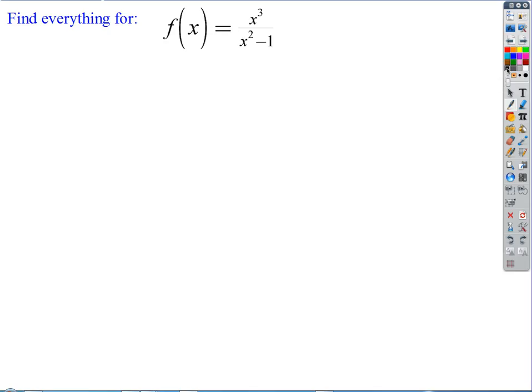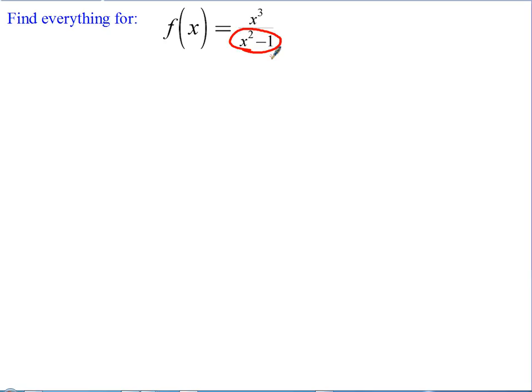Okay, so the domain. Looking at this function, there are no even roots, right? But there is a denominator that includes x's. And so we have to find the places where the denominator is equal to 0. Now, what equation are we solving to find that? X squared minus 1 equals 0. Good. The way I think about this is, whenever I'm looking for a domain, I find the part on the bottom that's potentially going to make it go to 0, and I ask, when does that equal 0? Because those are the values we have to exclude from the domain.